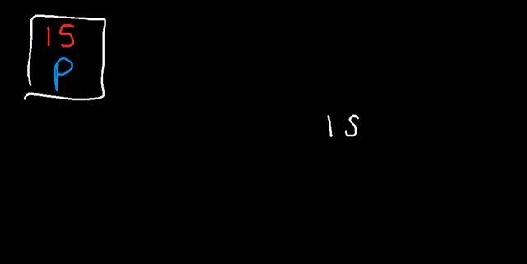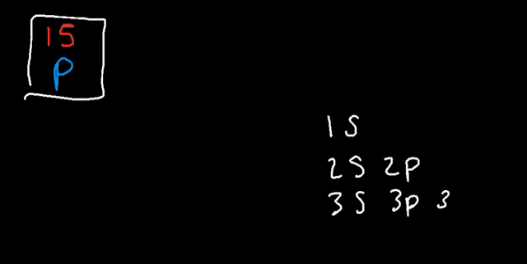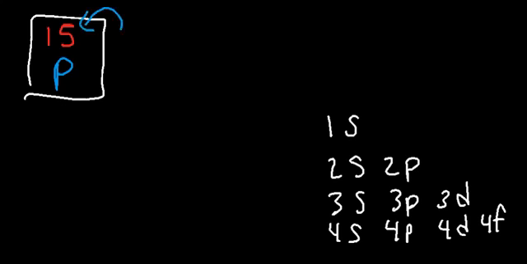Now, the first energy level only has 1 sublevel. The second energy level has 2 sublevels. The third energy level has 3 sublevels, so 3s, 3p, 3d. The fourth energy level has 4 sublevels. So let's say you want to write the electron configuration for phosphorus. The exponents have to add up to the atomic number. Now keep in mind, S can hold up to 2 electrons, P can hold up to 6, D can have up to 10, F can have up to 14. And we're going to write it until the exponents add up to 15.